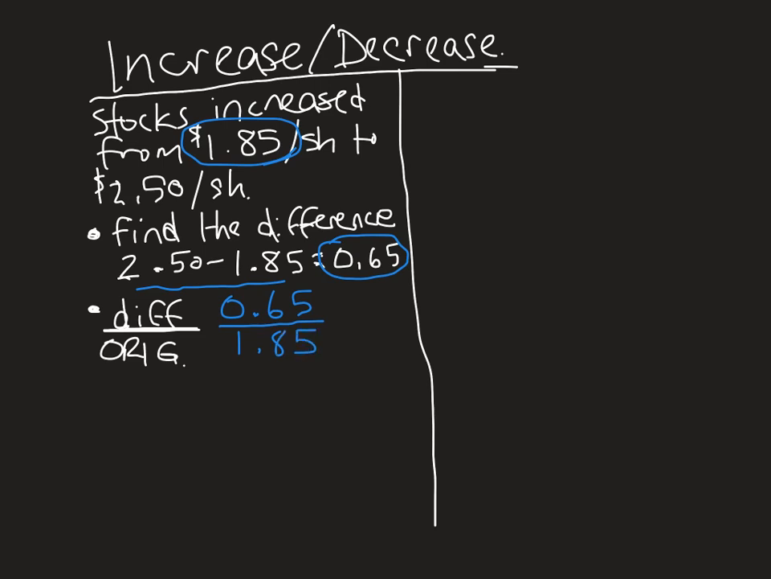Okay, and 0.65 divided by 185 is equal to 0.351 repeating. So we're going to say that it's approximately 0.35, or if I multiply by 100, I'm going to go 2 to the right, I'm going to get 35% approximately. So the stocks have gained by 35%.